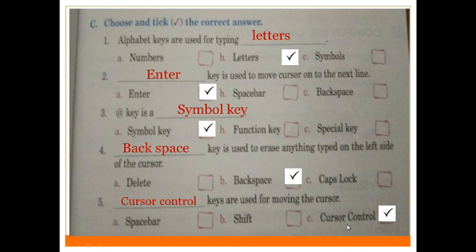So we finished exercises and question answer I have already given, and today I have posted 2 more question answers. So you have to copy those question answers into your notebook neatly.